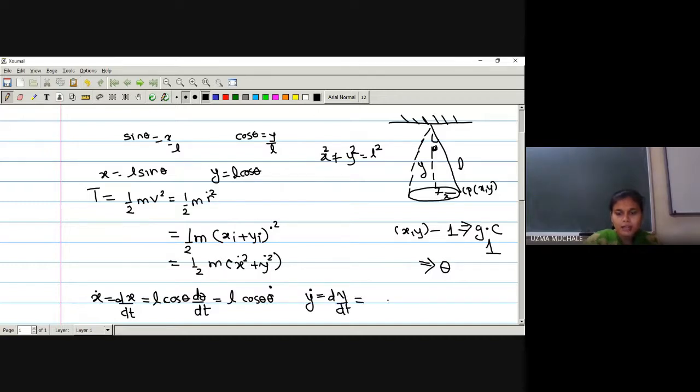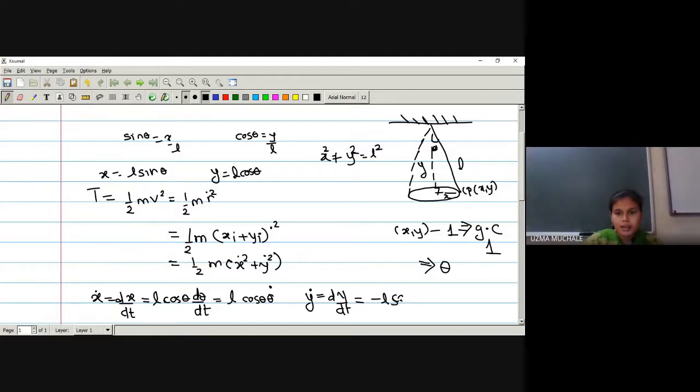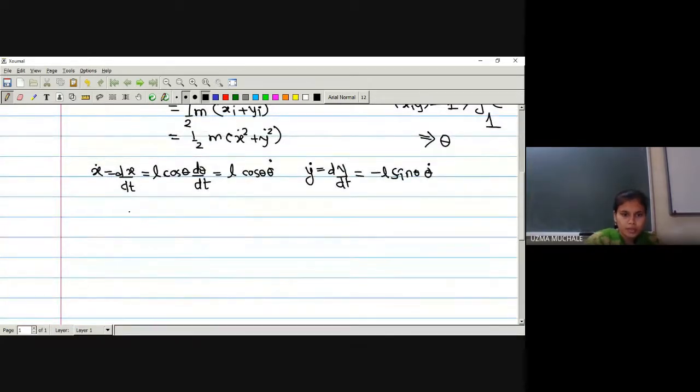Tell me, what will dy by dt be? Minus L sin theta d theta by dt, that is, minus L sin theta theta dot. So now we have those two values. Now we simply have to find x dot square plus y dot square, because we have to substitute in the equation 1 upon 2 m times x dot square plus y dot square. This is the formula for T.